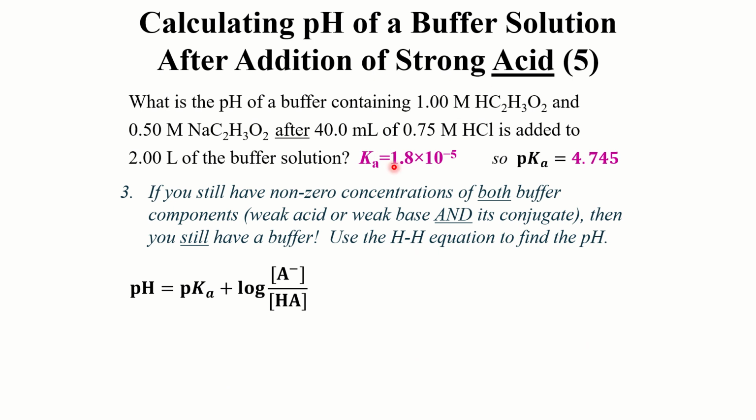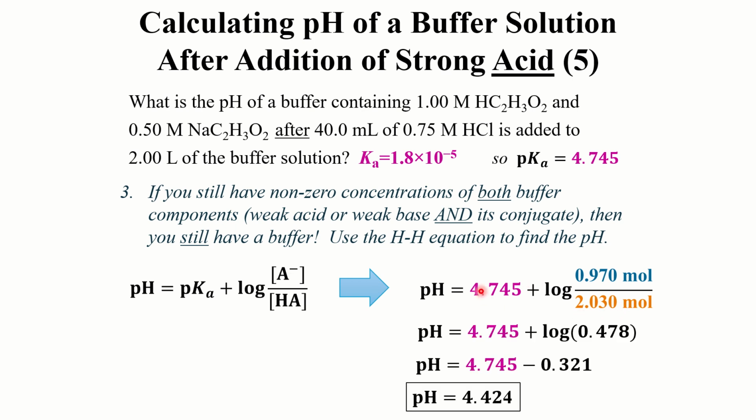We are working with the same weak acid, so our pKa value is still 4.745. Let's plug our values in. Plug in our pKa value of 4.745. We can plug in our mole values of 0.970 for the base, 2.030 moles for the acid. And when you work this out, you get a pH of 4.424.